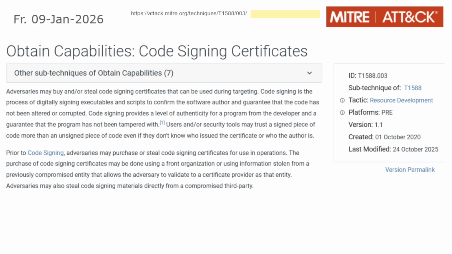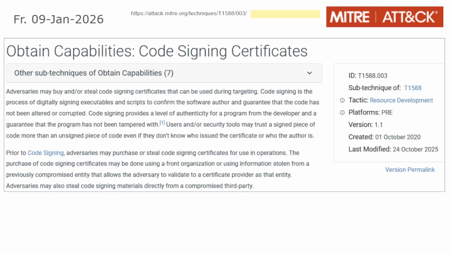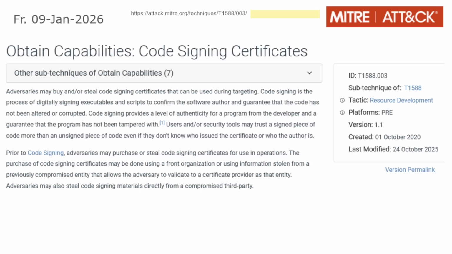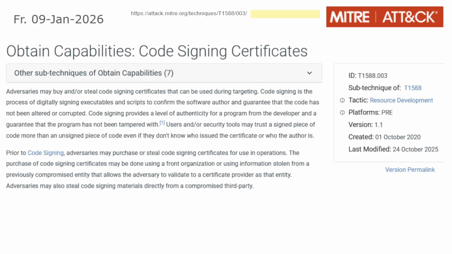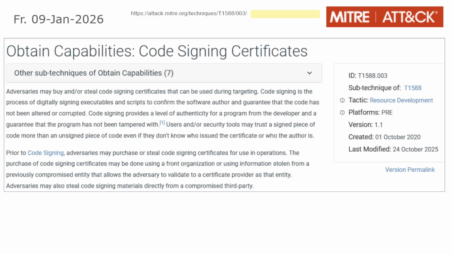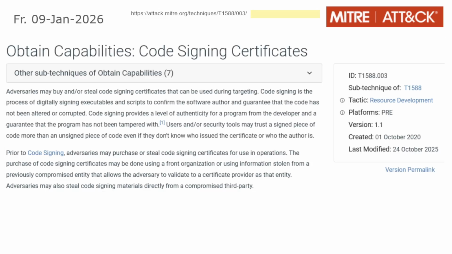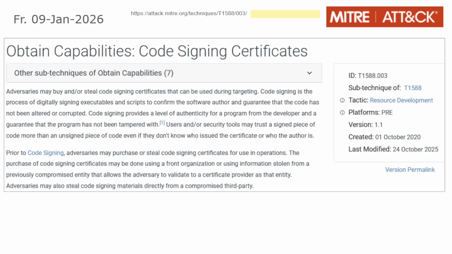What is that code signing certificate? So we are again in the kill chain step, tactic of resource development. Platforms are not available. It's not related to any platforms. It's outside of your premises. And here nobody wants to take credit for this page. Interesting. But yeah, so adversaries may buy or steal code signing certificates that can be used during targeting.